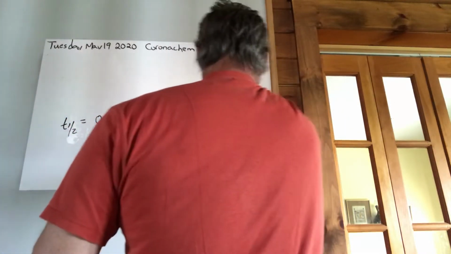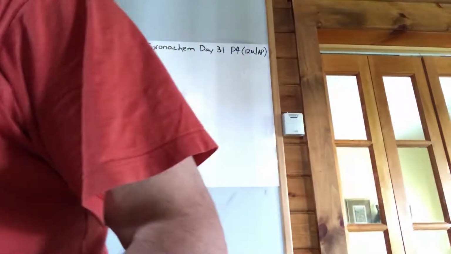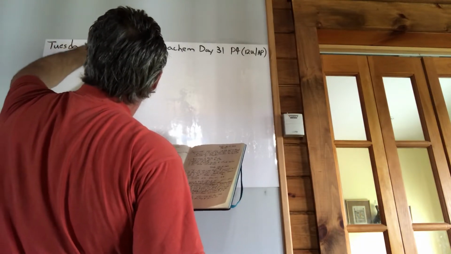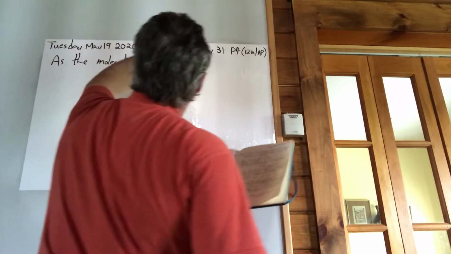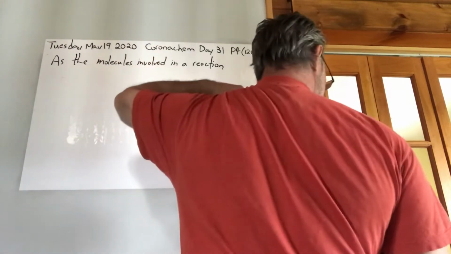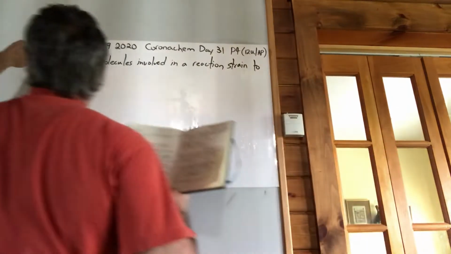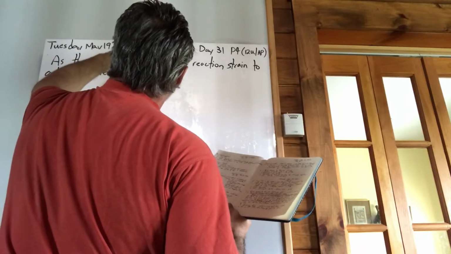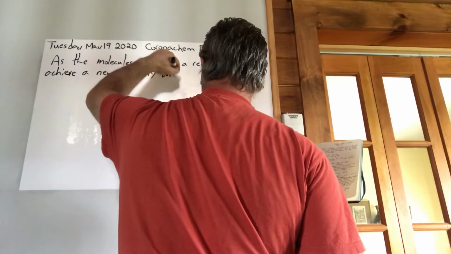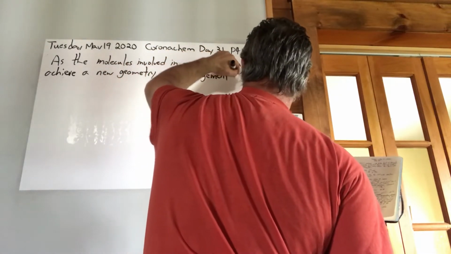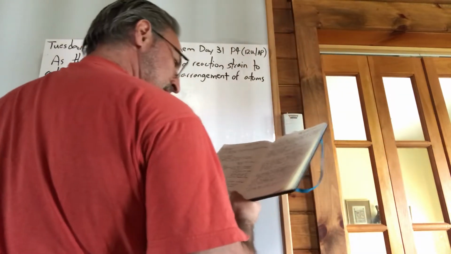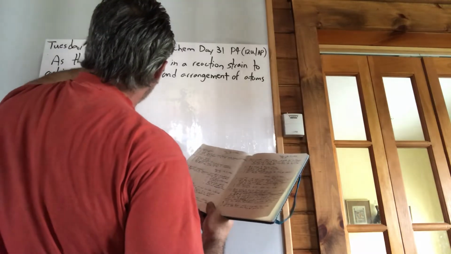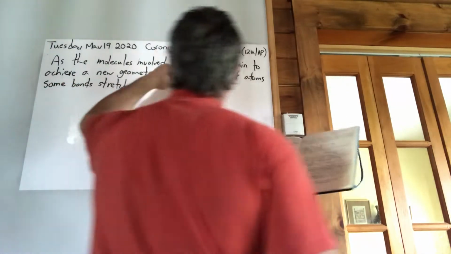Let's find out what the transition state is. As the molecules involved in a reaction strain to achieve a new geometry and arrangement of atoms, some bonds stretch, others break, and new ones form.